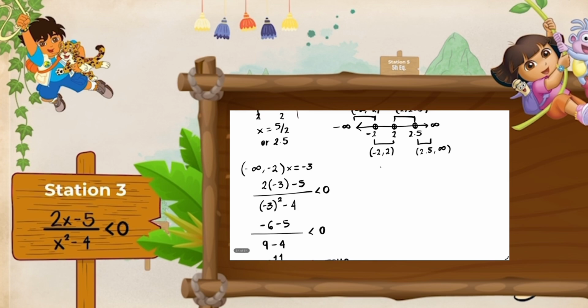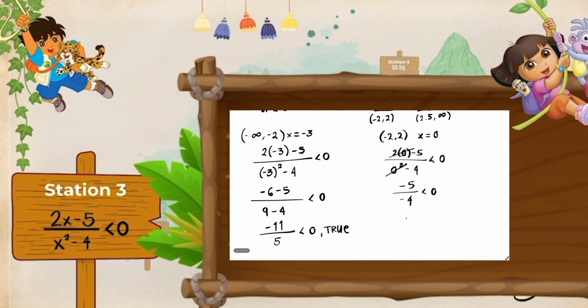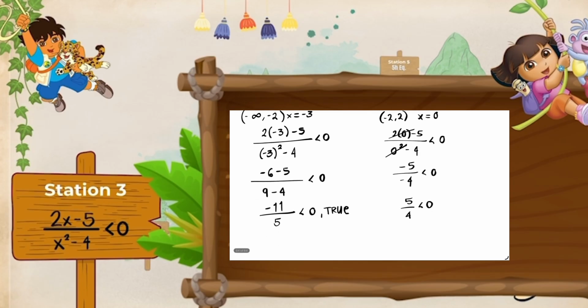Next ordered pair: -2 and 2. Let's choose the easiest, 0. So (2 times 0 - 5)/(0² - 4) < 0. Let's cancel out 2 times 0 and 0². We're left with -5 over -4. Both are negative, so it becomes positive, 5 over 4. A positive number is not less than 0, so it's false.